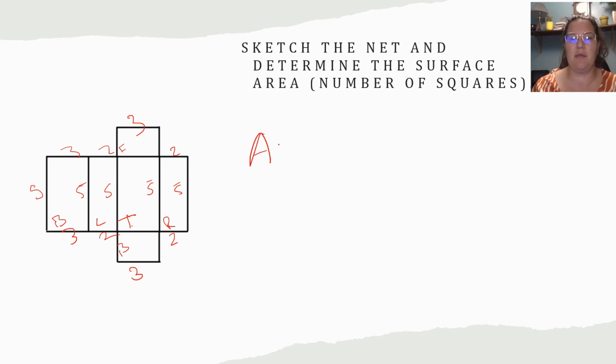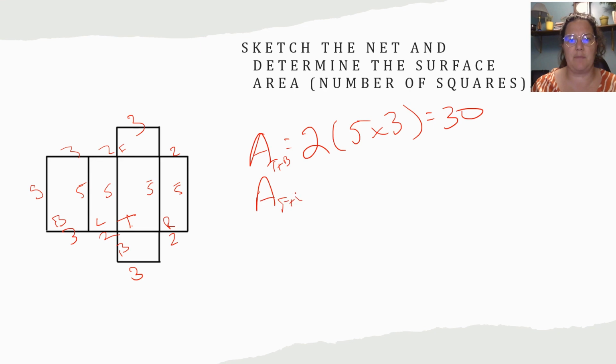So our area is going to be equal to 2, the top and the bottom, multiplied by 5 times 3, and this gives us 30. We also have the area of the front and the back, and this is going to be 2 multiplied by 3 multiplied by 2. They're quite small. And so that would be 12.